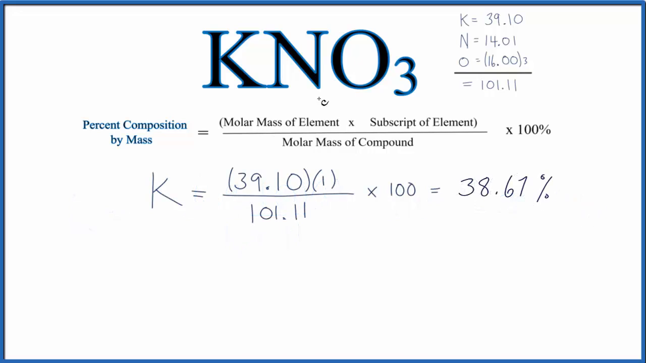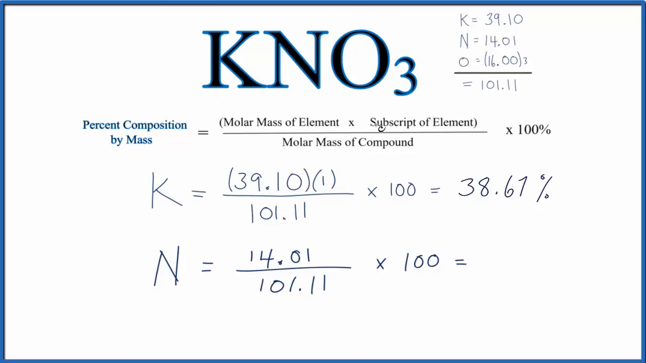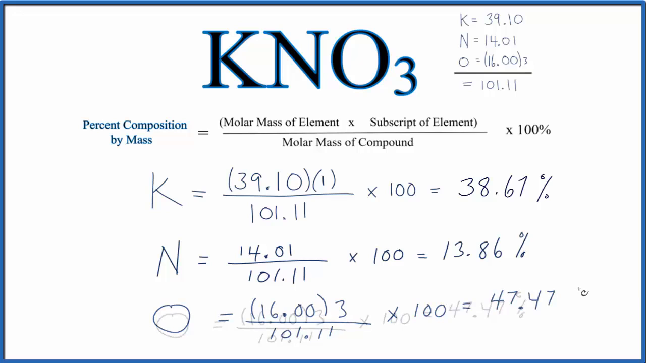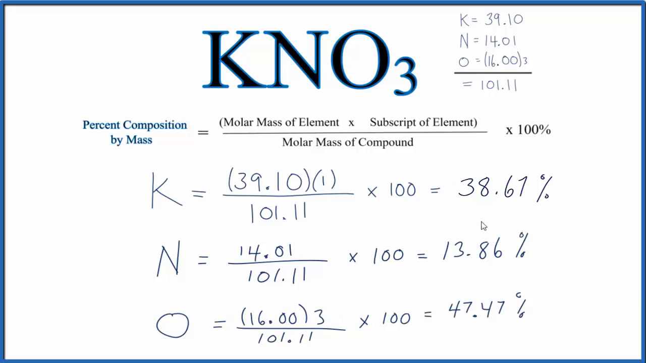38.67%. Next, we'll do the nitrogen, and it's the same process. And we divide the molar mass for nitrogen as found on the periodic table by the molar mass for the entire compound. We'll get 13.86%. Finally, for the oxygen, the molar mass for oxygen is 16.00, and we have 3. The subscript here tells us we have 3 oxygens. We multiply it by 3, and then it's the same process. And our percent will be 47.47%. So these numbers represent the percent composition for each element in KNO3.